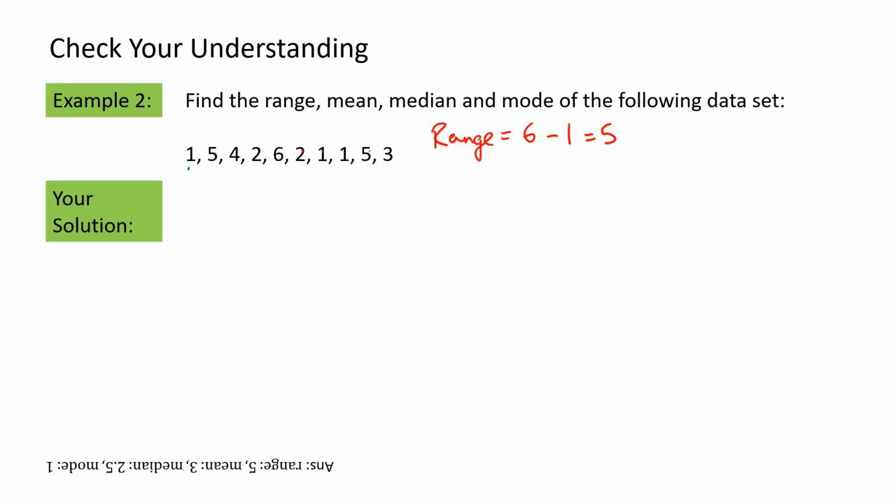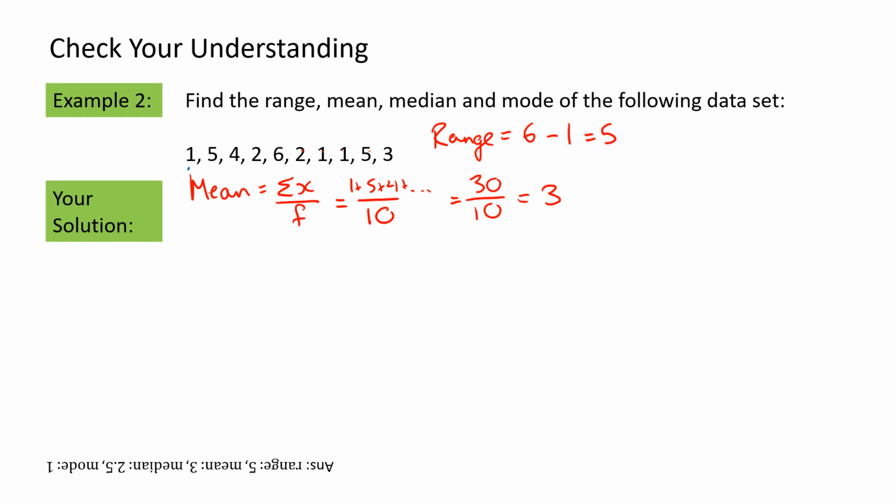Our mean is the sum of all these values divided by the total number of values. I'm calling it F here. And we have 1, 2, 3, 4, 5, 6, 7, 8, 9, 10 values. So F is 10. And if you add up all these values, you get 1 plus 5 plus 4 all the way through. If you add them all up, you get a total of 30 divided by 10 values, or our mean is equal to 3.